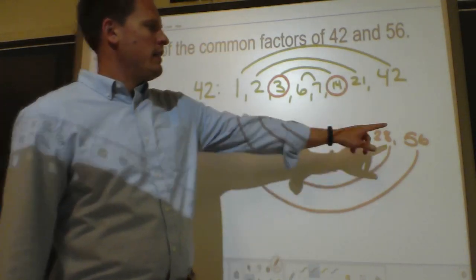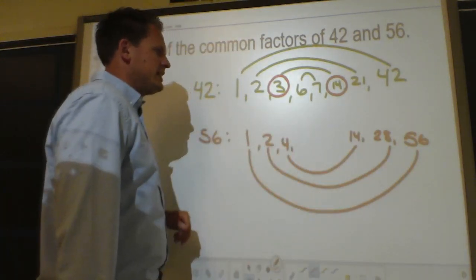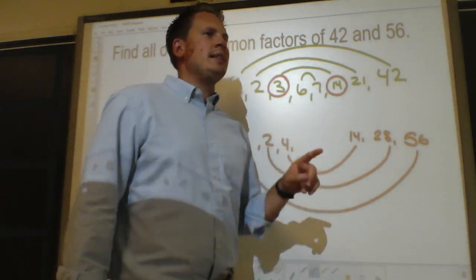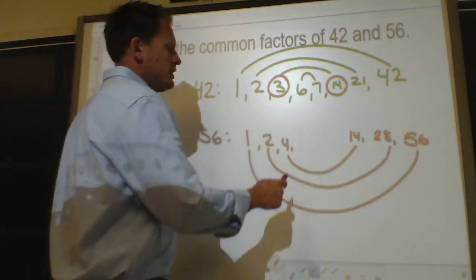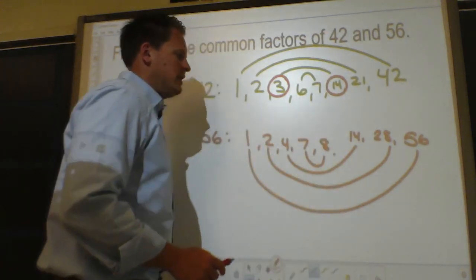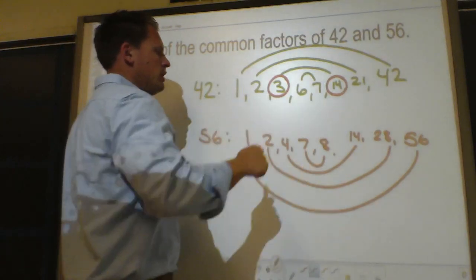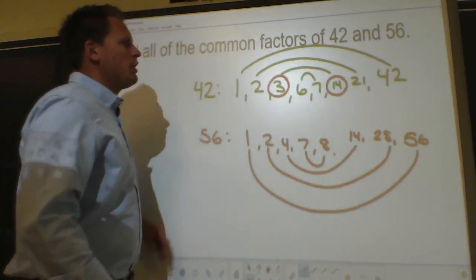After 4, we check 5. It doesn't end in a 5 or 0. It doesn't work. After 5, we're going to check 6. I know that 4 times 9 is 54, so it's not going on there. We're all done. After 6, it's going to be 7. 7 times 8 is 56. After 7, it's 8, and we are done. So we're done with our factor rainbows.